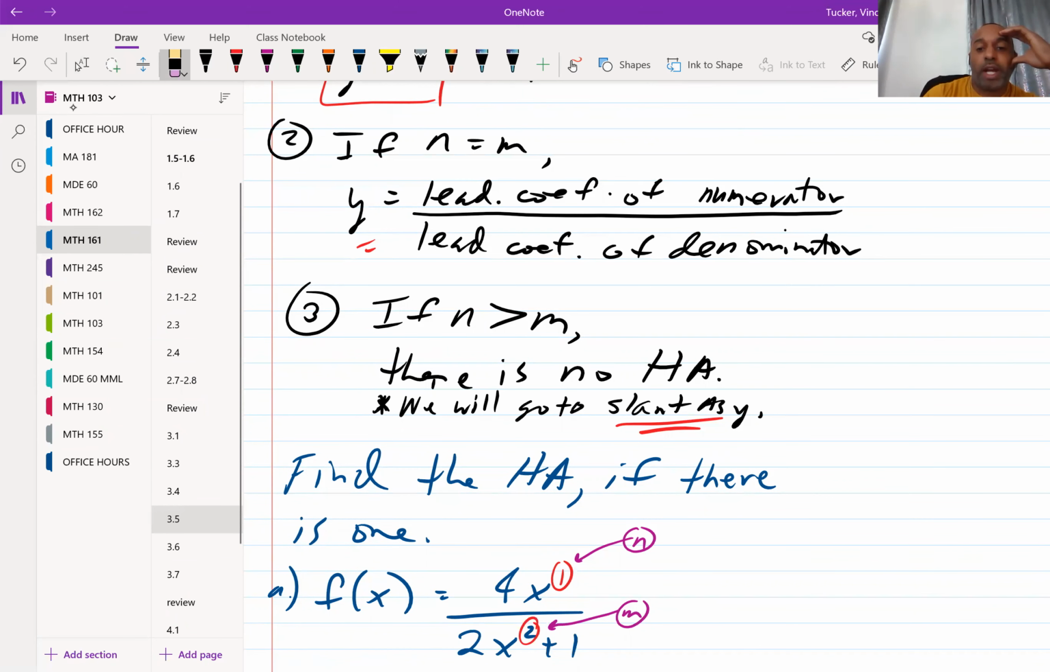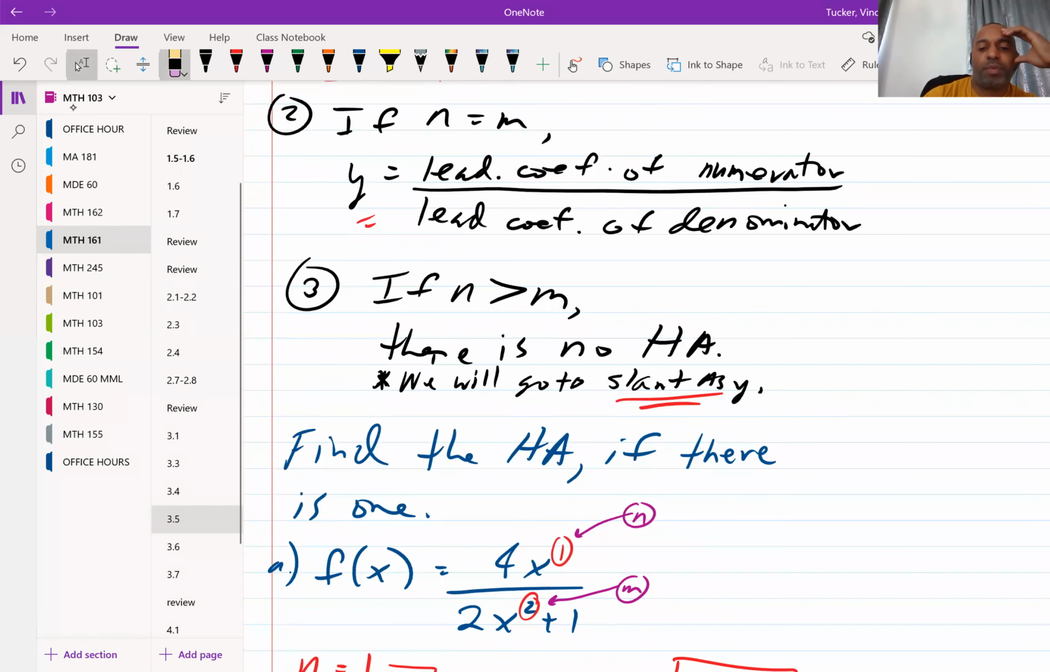So, to find horizontal asymptotes, if there are any. The first one is 4x over 2x squared plus 1. Of course, this one for the exponent wasn't there, but I wrote it just to make sure we understand that if you don't see anything, you know there's a 1 for the exponent.